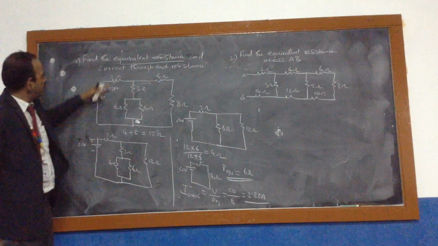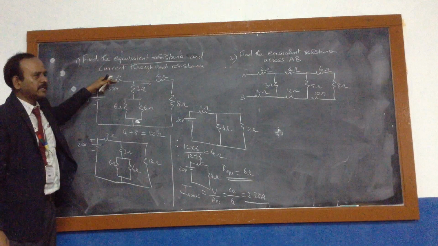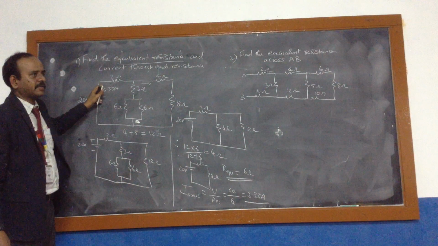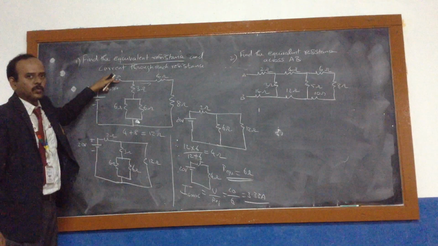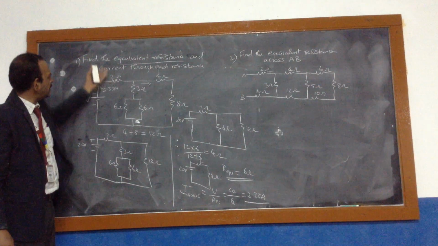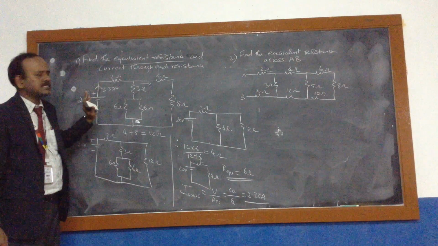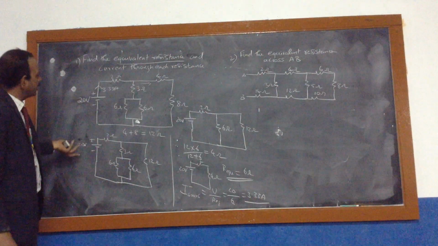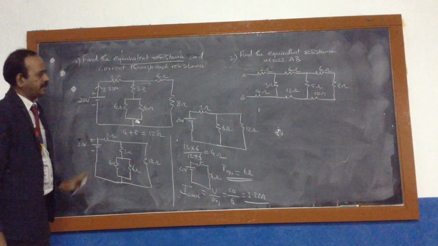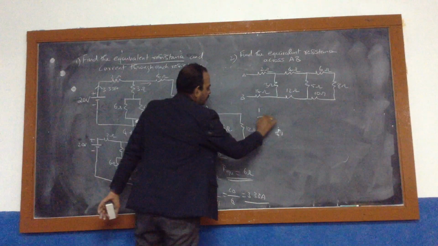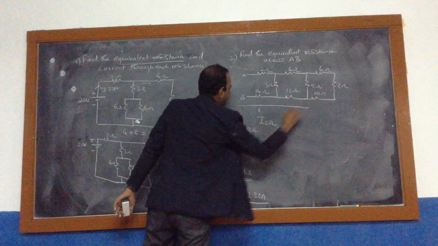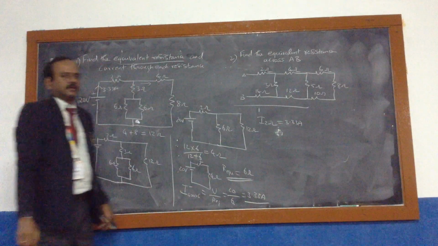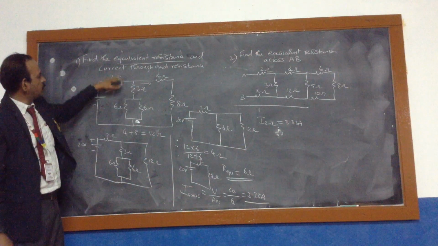Now we can start with the current flowing through the 2 ohm. You can see here from the source 3.33 is coming, and the same current flows through the 2 ohm. They ask for the current flowing through each resistance. So the current flowing through the 2 ohm resistance is again 3.33. You got the answer for the 2 ohm resistance.